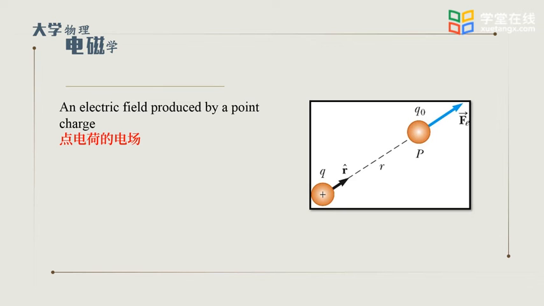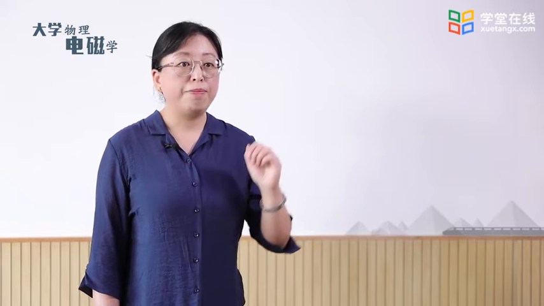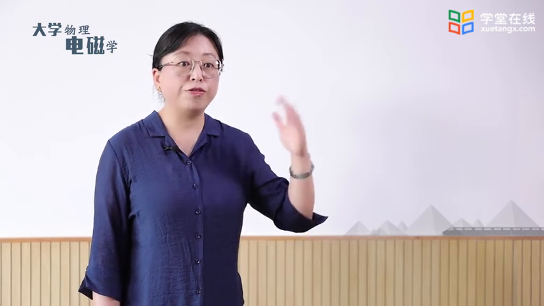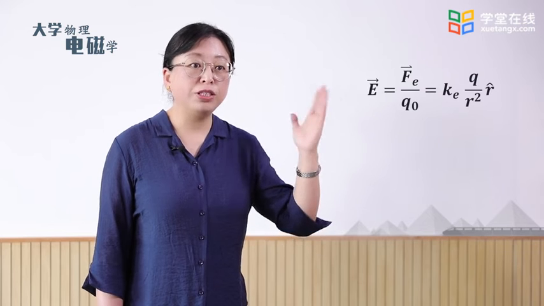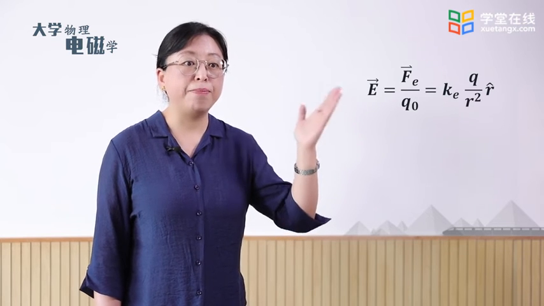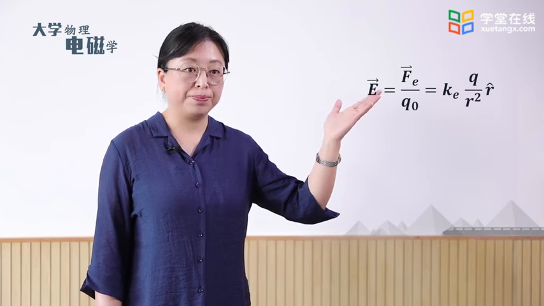We put a test charge Q0 into space to determine the electric field vector. According to Coulomb's law, the force exerted by Q on the test charge is this one, where r hat is the unit vector directed from the source charge Q toward the test charge Q0. Based on the definition of the electric field, the field at point P created by Q can be calculated by this one.